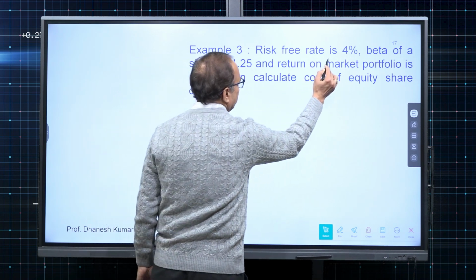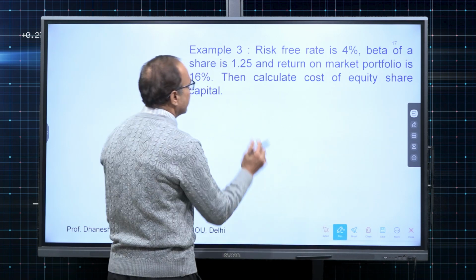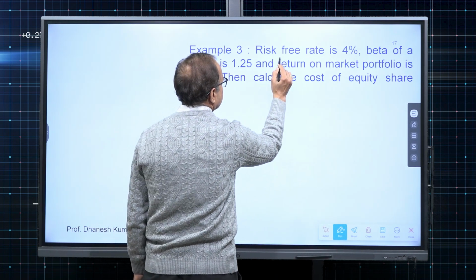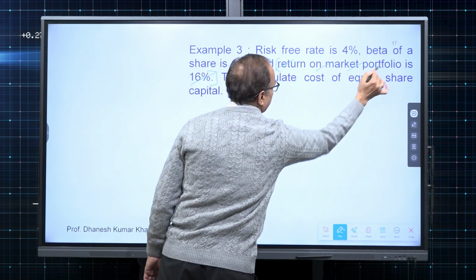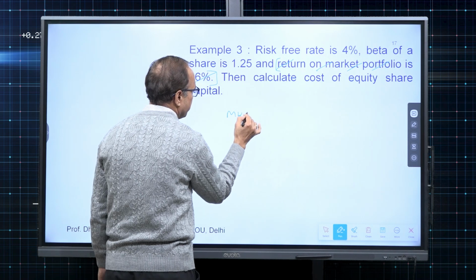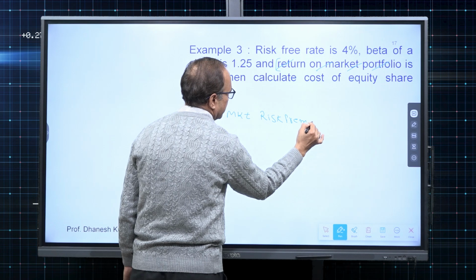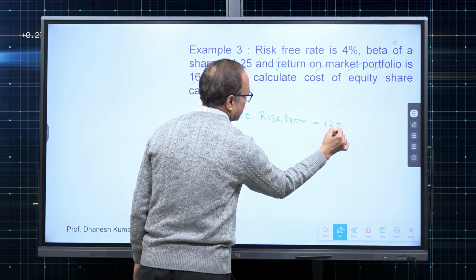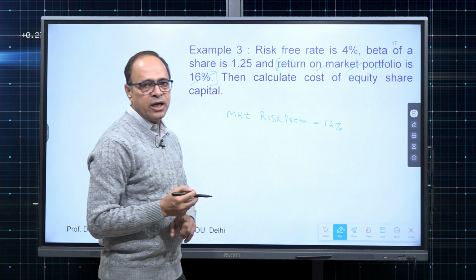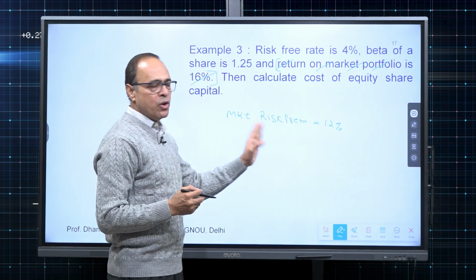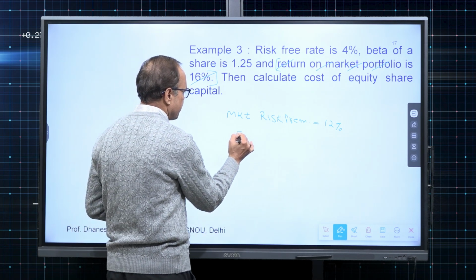Let us say instead of giving you return on market portfolio, I can say this is not given to me. I can say market premium or market risk premium is equal to 12%. So, only one change will be there in the numerical. We are not given return on market portfolio, rather we are given market premium or market risk premium 12%. Calculate cost of equity. Same formula will be there.